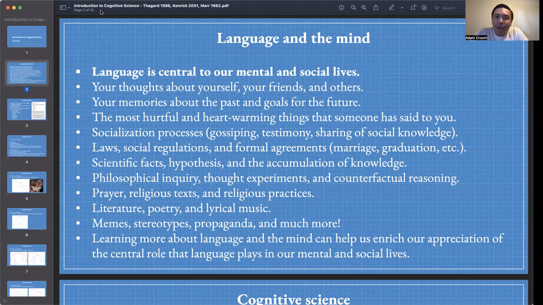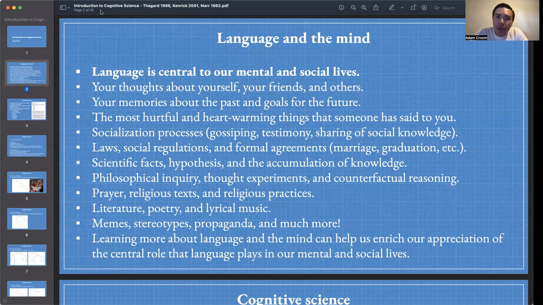Think about the thoughts that you have about yourself, your friends, and others. Your memories about the past and goals for the future. Are these articulated in language? Think about the most hurtful and heartwarming things that someone has ever said to you. Has someone broken your heart? Or maybe your acceptance letter to Cal? How did that make you feel? Was that in language?